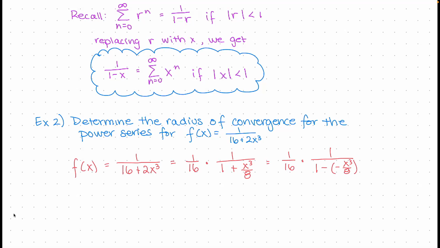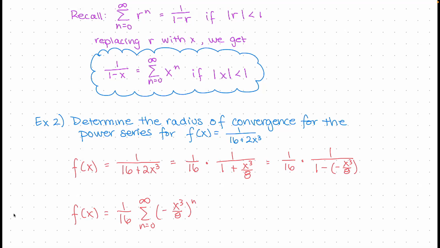All right. So now I can say that f of x is equal to, and I've got that 1/16 coefficient. I can either pull the coefficient out in front of the summation or have it inside the summation. I mean, eventually it's just going to come out anyway. So I'll just put the 1/16 out here. And then it is the summation of negative x cubed over 8 to the power of n as n goes from 0 to infinity. I replace x with a negative x cubed over 8.